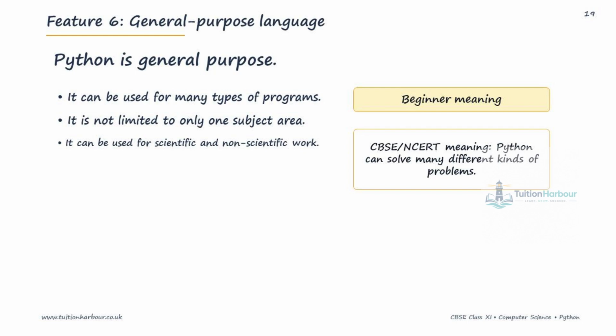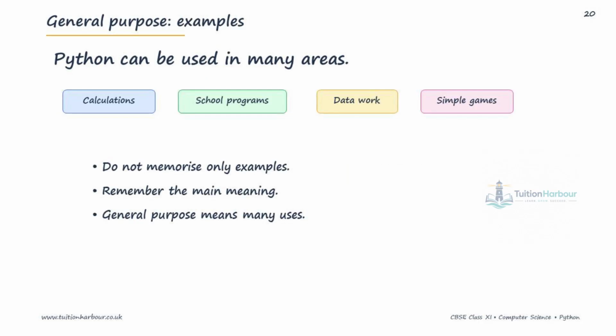Python is a general-purpose programming language. It can be used for many different types of programs and is not limited to one area. Python can be used for calculations, school programs, data work, and simple games. General purpose simply means that Python has many uses.